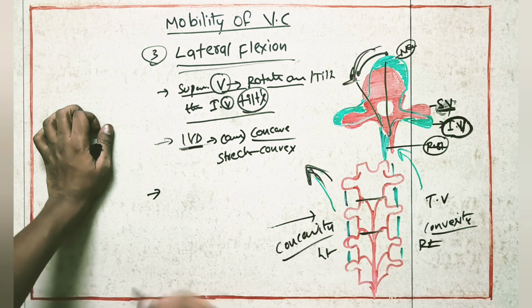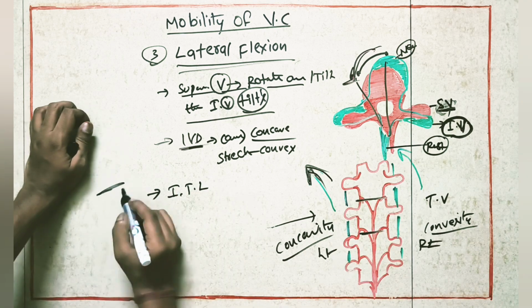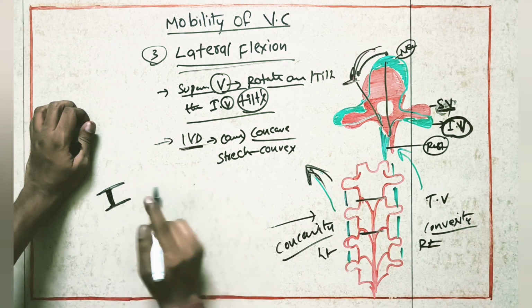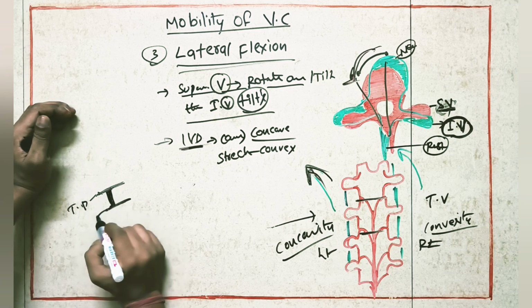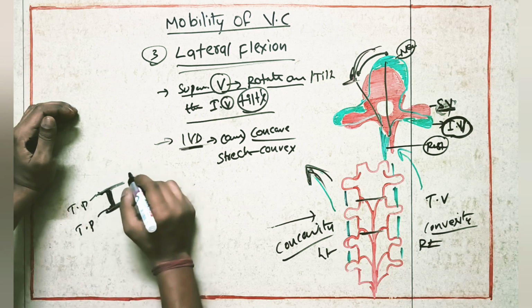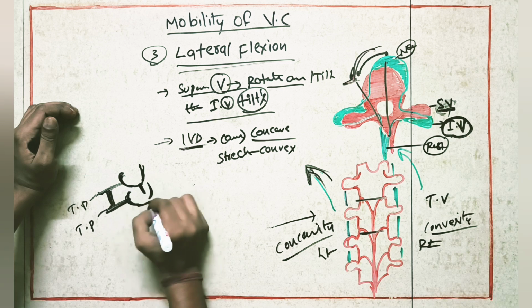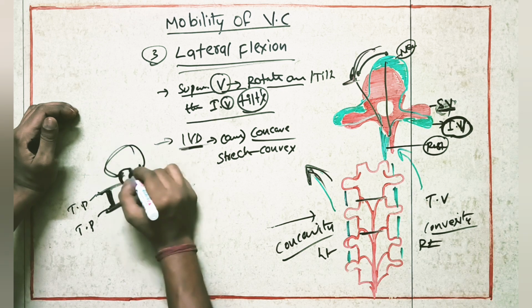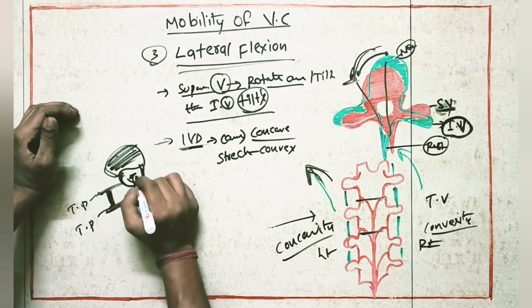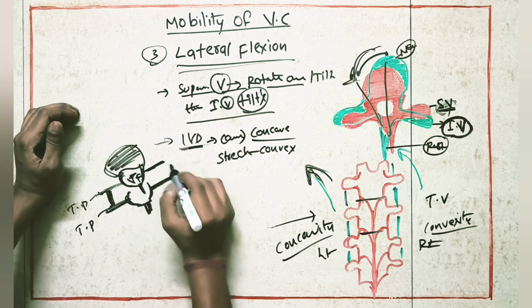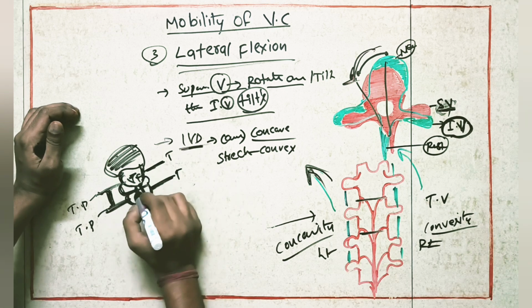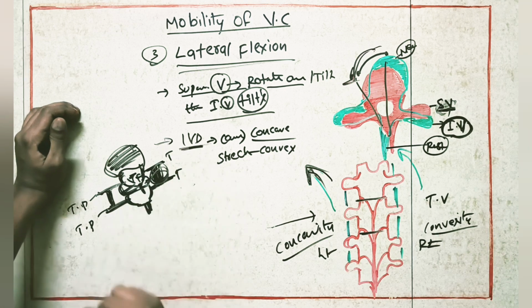At the same time, we should understand the ligaments. Here we have a transverse process, and between two transverse processes we have the intertransverse ligament. This is one vertebra; imagine one more vertebra here. We have the body of the vertebra, the vertebral foramen, and again one more transverse process. This is another vertebra, and between two transverse processes we have the intertransverse ligament.